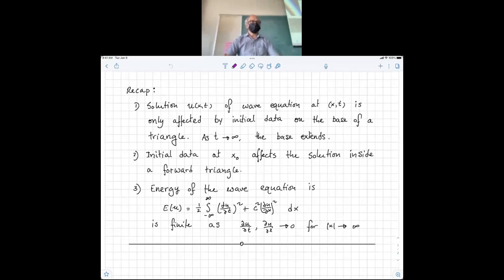Second property is that if you take a single point on the initial line, or any particular point, it does not have to be initial, and then look forward, you will find a forward triangle. You can draw two characteristics passing through this point and find a forward triangle. The solution inside this triangle is dependent on this point. So that point influences the solution in that region.